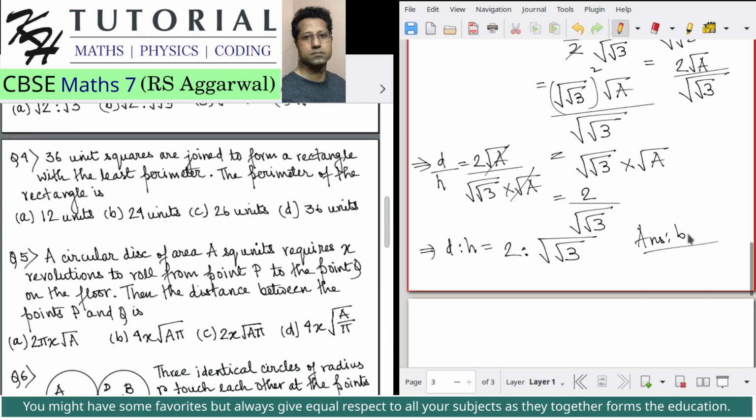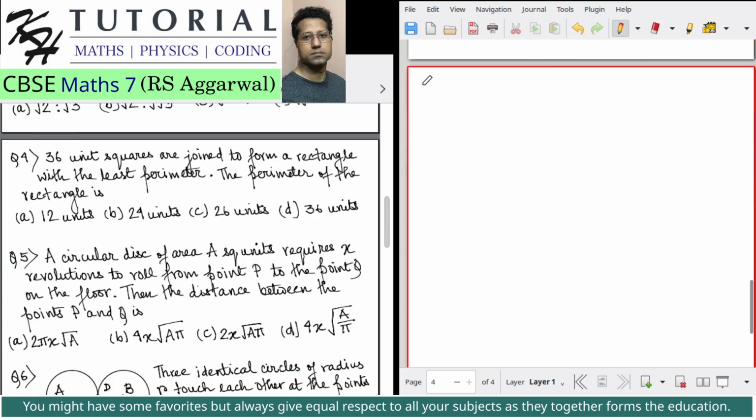Okay, let's do question number 4. "36 unit squares are joined to form a rectangle with the least perimeter. The perimeter of the rectangle is..." Now, when 36 unit squares are joined, we don't know how it is joined. Just for the sake of discussion, let this be 36 square units.